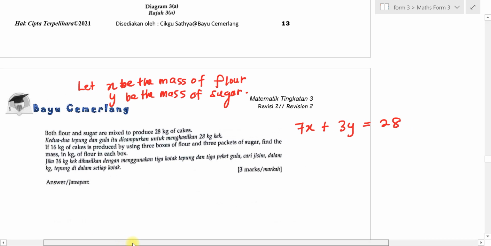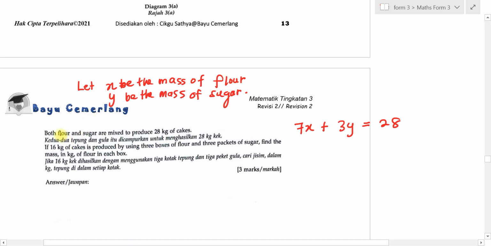And then the second statement, if 16 kg cake is produced by using 3 boxes of flour, so 3x, and 3 packets of sugar, so 3y, you get 16. Find the mass of the flour. That means find the x, because flour is x. Okay, so that's all right.